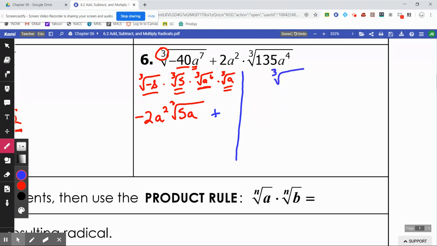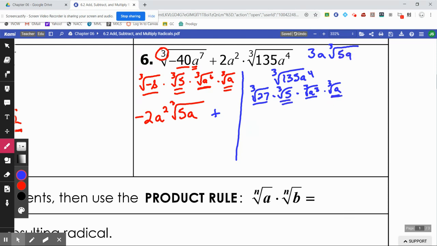The cube root of 135a to the 4th. Let's see, I believe there's a 27 in there. So let's split this into the cube root of 27 times the cube root of 5. And this has to be a multiple of 3, so the cube root of a to the 3rd is the largest one smaller than a to the 4th, and the a would stay. So we know this and we know this. Let me write it up here. The cube root of 27 is 3, the cube root of a to the 3rd is a, and underneath the cube root is the 5 and the a.